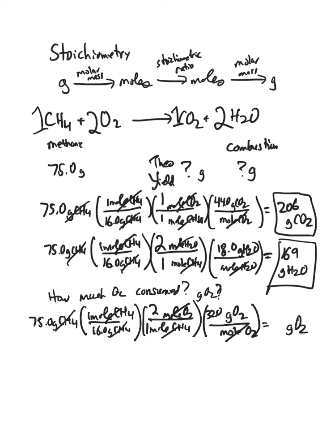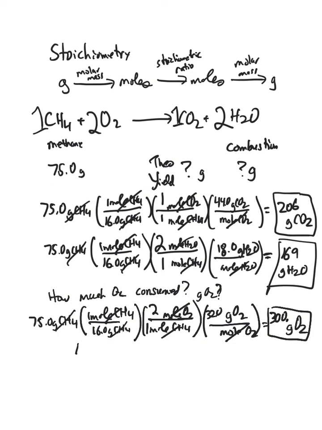75 divided by 16 times 2 times 32 gives me 300. grams of O2, with a decimal. Trying to keep my significant figures correct throughout. And that decimal makes both of those zeros be significant.